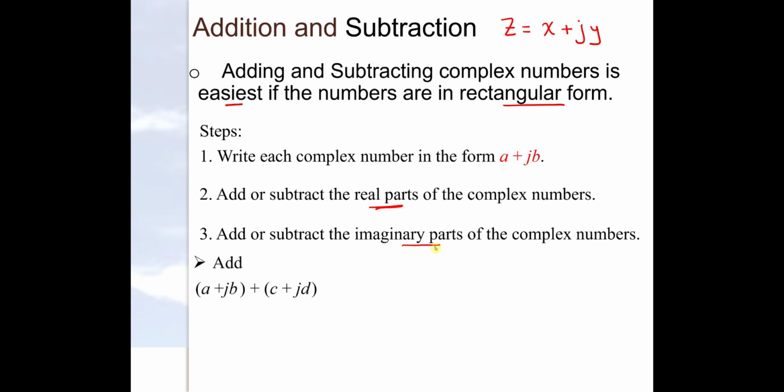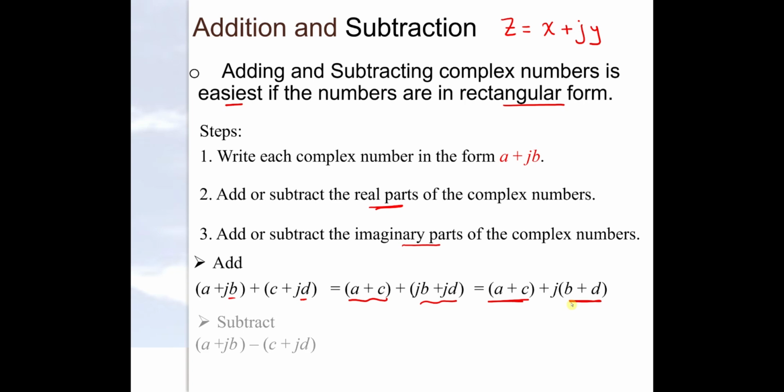So, for example, if I have these two numbers, a plus jb, and I'd like to add it to c plus jd, all I need to do is add the real parts together. So this is the real part of the result, and add the imaginary parts together. So this gives you the imaginary part of the result. So now this would be the result of adding these two numbers.